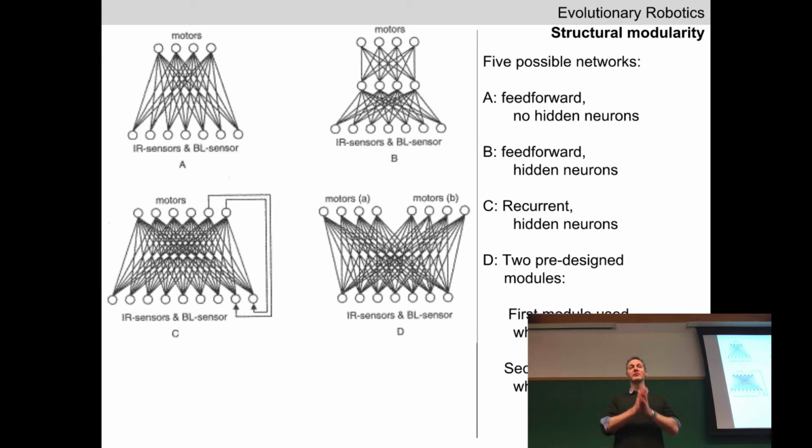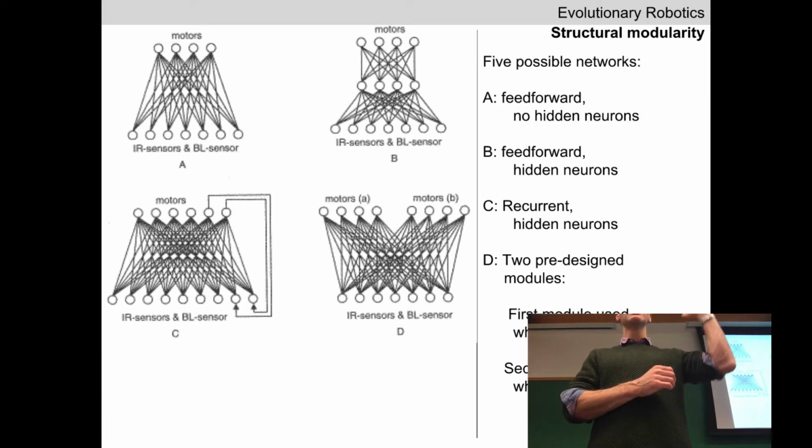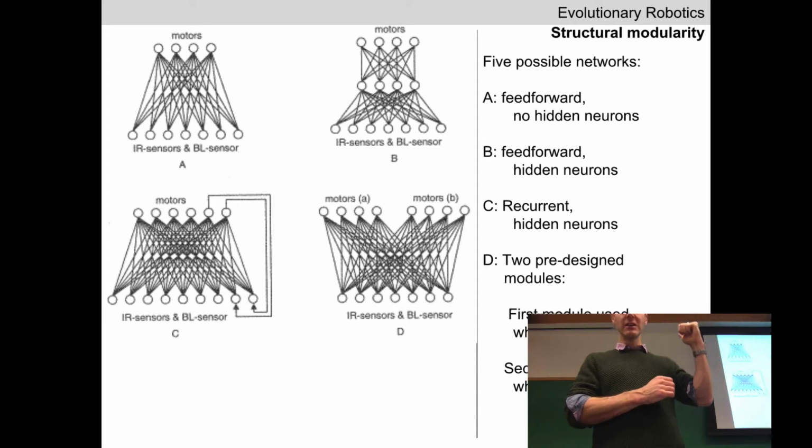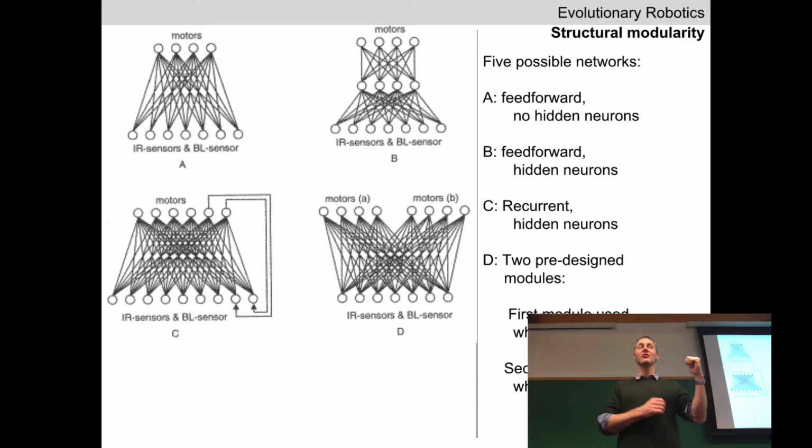And then they did this by looking at 5 different neural networks. So they evolved 5 different kinds of neural networks, going from simple to complex. Network A, sensors directly connected to motors. B, sensors, hidden neurons, motors. Network C, we have recurrent connections, so if memory is useful for this task, network C should do better than network B. And then they manually imposed modularity in network D by having these 2 separate neural circuits.